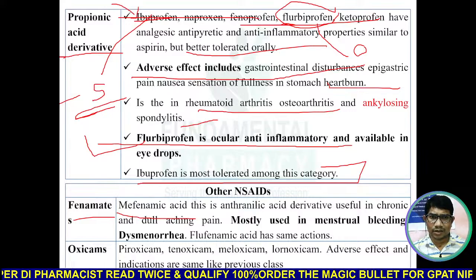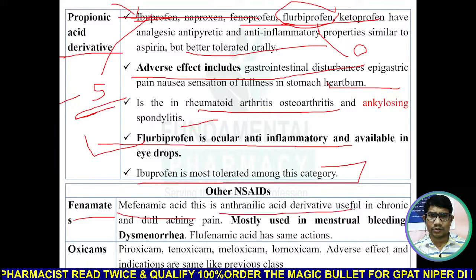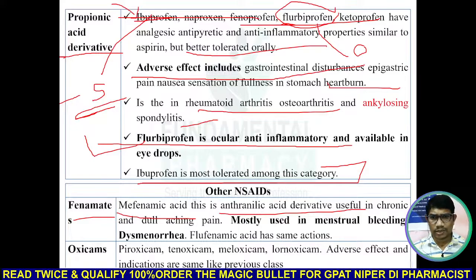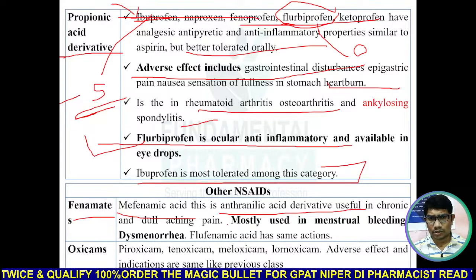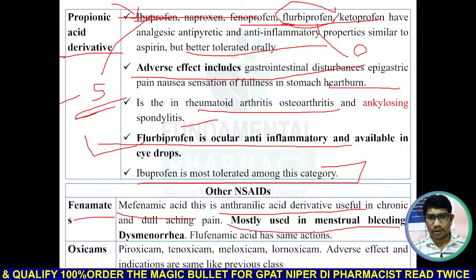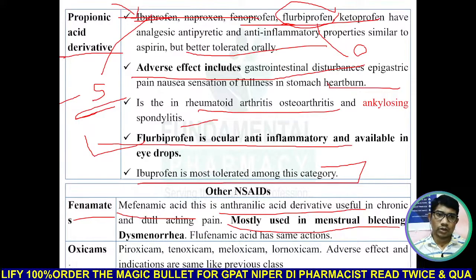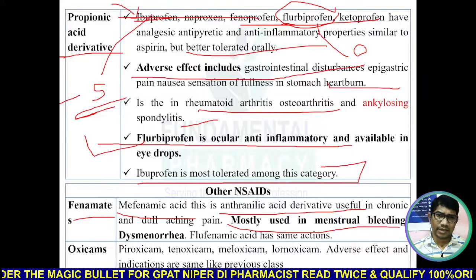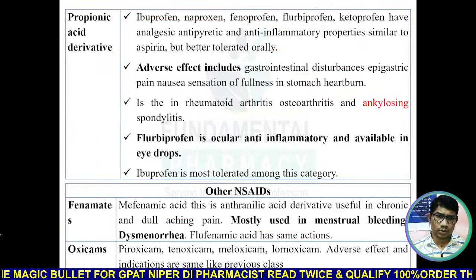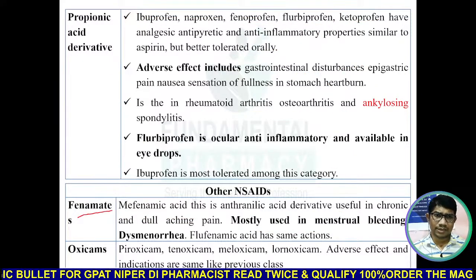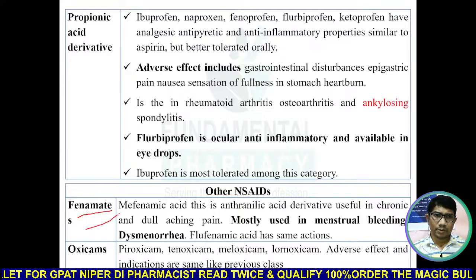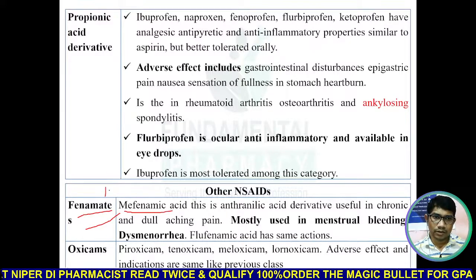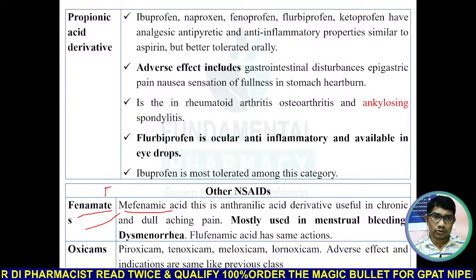Mefenamic acid is an anthranilic acid derivative, useful in chronic dull aching pain. Mostly they are used in menstrual bleeding in case of dysmenorrhea. Look, NSAIDs like mefenamic acid and flufenamic acid, these are the two drugs. They are called fenamic acid derivatives, or fenamates. So mefenamic acid is there, and another is known as flufenamic acid.